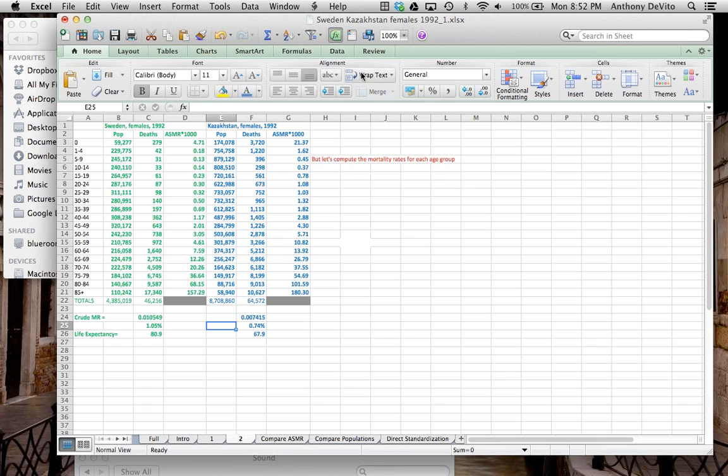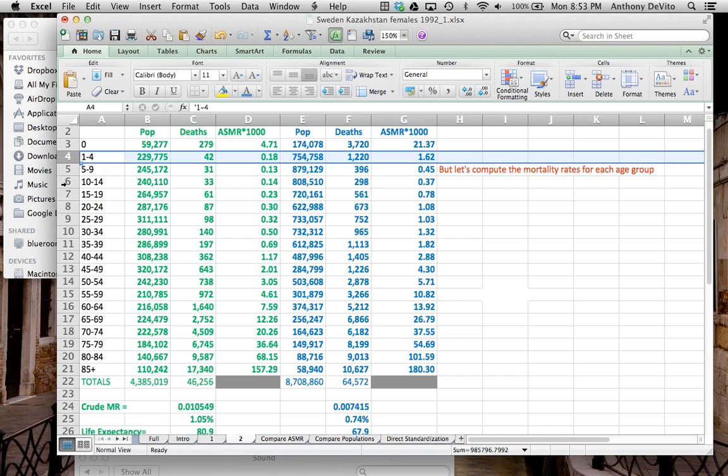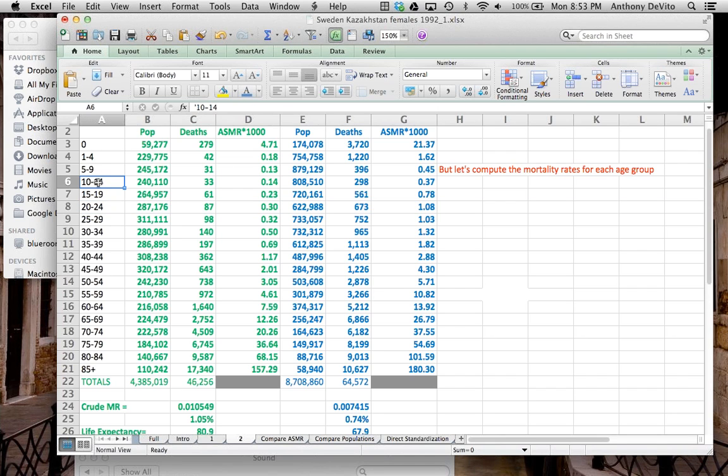Okay, so now let's take a look at our next step. I'll blow this up again so we can see it. Let's take a look at the death rate individually within each one of these age ranges. We have between 10 and 14, 33 women died in Sweden out of 240,000. So the rate of death is 0.14. Actually, it's much lower than that. That's times 1,000, 0.14. And the rate of death measured the same way, times 1,000, is higher in Kazakhstan.